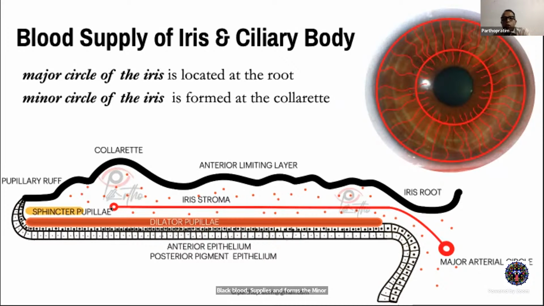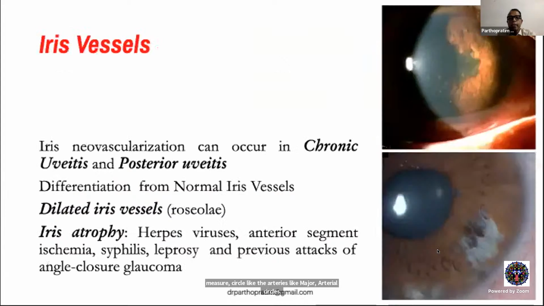So the veins follow the same pattern and ultimately drain into the vortex vein, but you have to remember that they don't form a corresponding major circle like the arteries. There is no such venous circle in the iris.